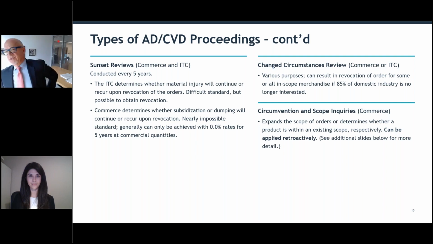Changed circumstances reviews, that's just another proceeding. We don't need to really talk about that today, but circumvention and scope proceedings have become a bigger deal, particularly circumvention. And again, just another example of where retroactive liability can kick in. As a result of that, because it's so important, and is one way in which this law can catch people by surprise, we'll spend a little bit of time on that today. Okay, next slide.